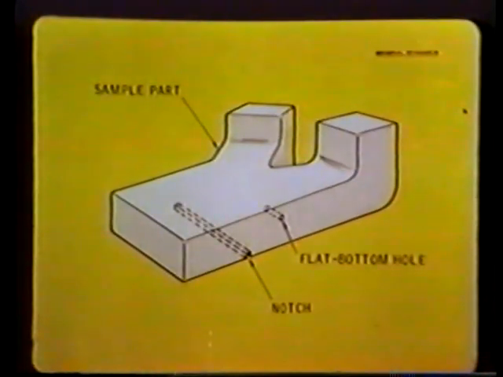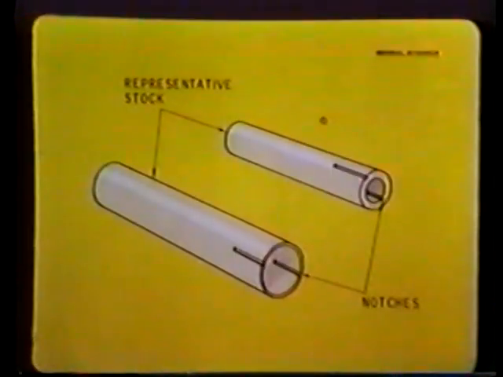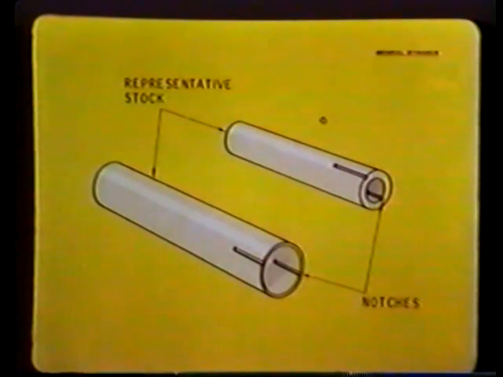Known size artificial discontinuities are added, usually in the form of precisely drilled flat-bottom holes. Notches also are commonly used. Tubing and pipe reference standards are often made from representative stock in which precisely machined notches have been added, usually in both the inside and outside diameters, their size being equal to that of a rejectable defect.